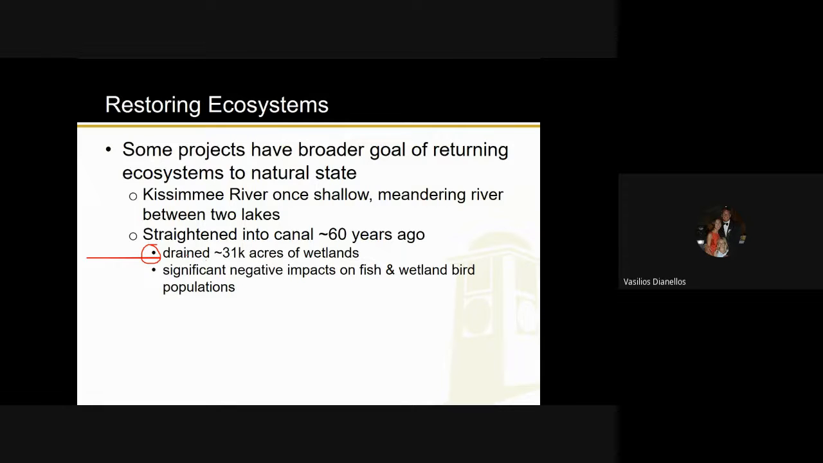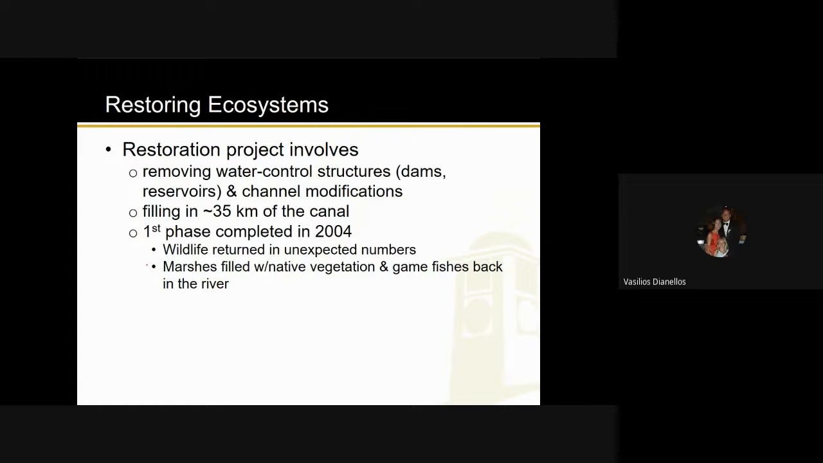And obviously, as you might imagine, that had a very significant negative impact on basically everything that lived there. Because anything that lives in a wetland is not, generally speaking, going to live in a grassland, right? Those are completely different ecosystems. So you basically just got rid of everything that was living there. But more recently, there was a restoration project that was started, and it involves removing the water-controlled structures. So in that area, there's dams, there's reservoirs, there's channel modifications, all these things to make sure that there's canals, and they're starting to remove those things. They're also filling in about 35 kilometers of the canal, and I'll show you a picture to show you what I mean, because that might not make sense, right? Like, well, why are you going to fill it in? Won't that get rid of the water?